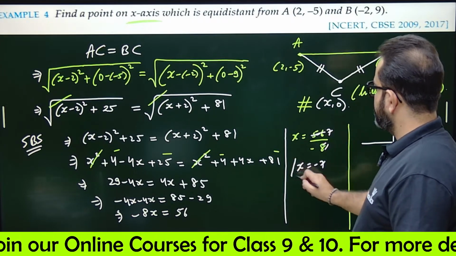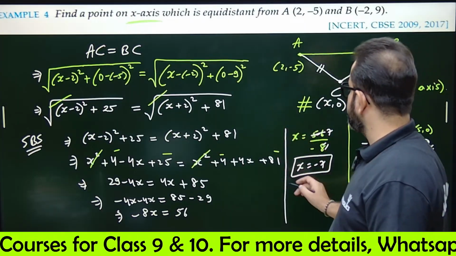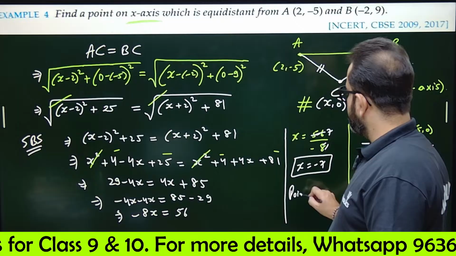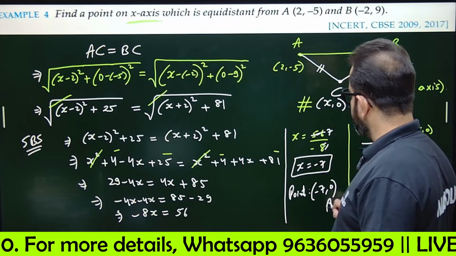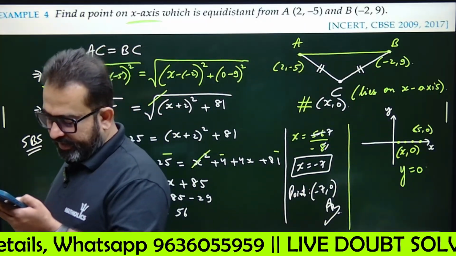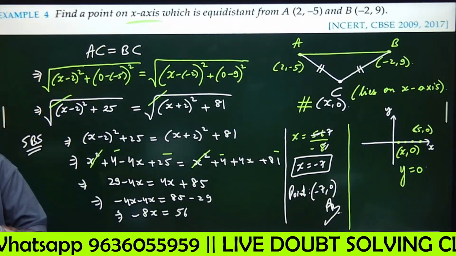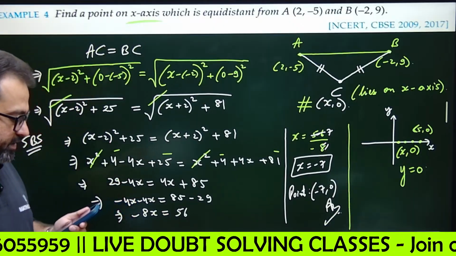It's cancelled. So the point is, find a point on x-axis which is equidistant. The point will be (x, 0), means (minus 7, 0) is my answer. Copy it. Clear? Very good. Copy it. One minute.